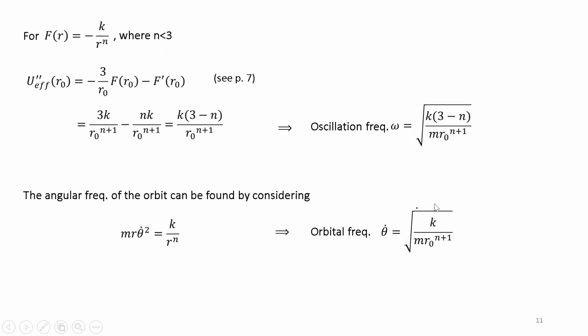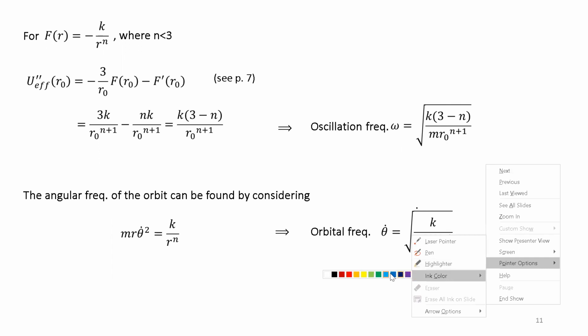Here, clearly you can see that this can be different from this. In the previous case, we have n equals 2, then 3 minus 2 is exactly 1, so that's why this one is exactly equal to this one. But if you pick other n, then clearly the oscillation frequency is not the same as the orbital frequency.